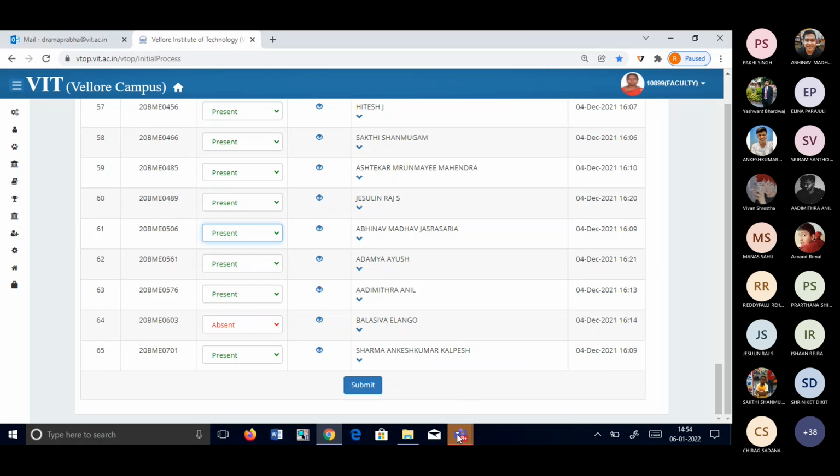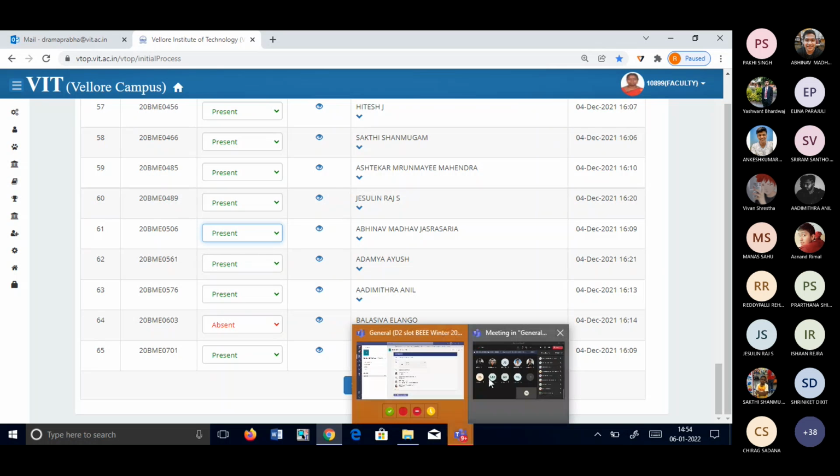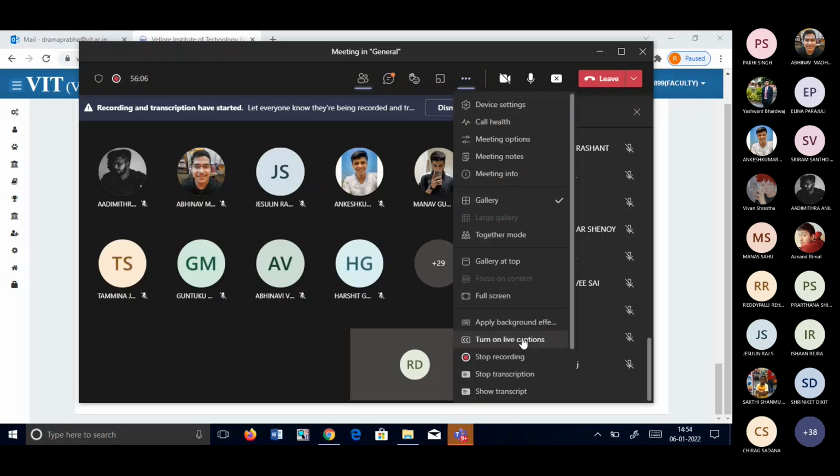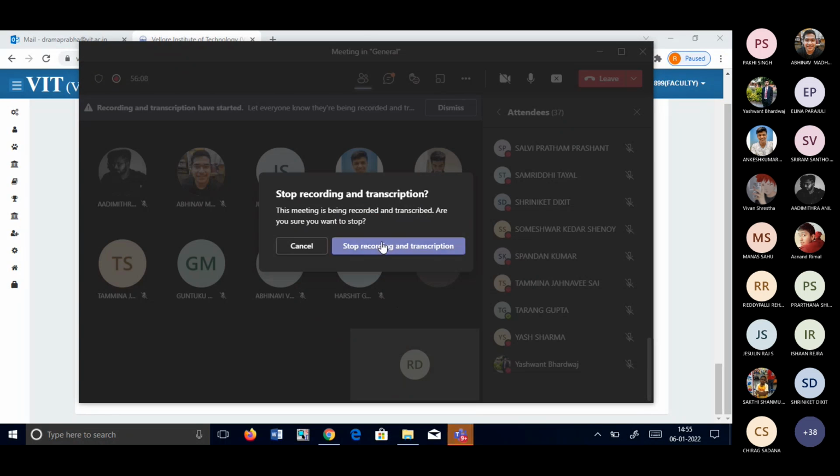One second, wait. Students who have given attendance, if you don't have any issues, you can leave. Thank you. Others who have any issues, you just wait.